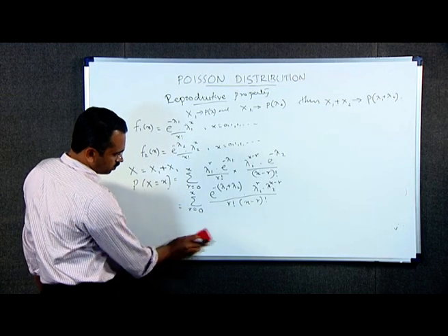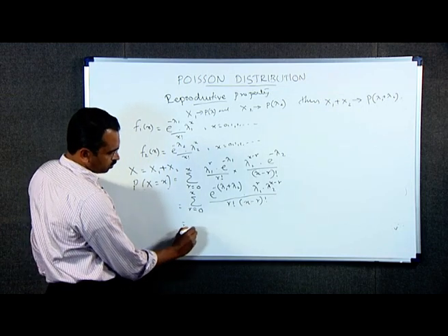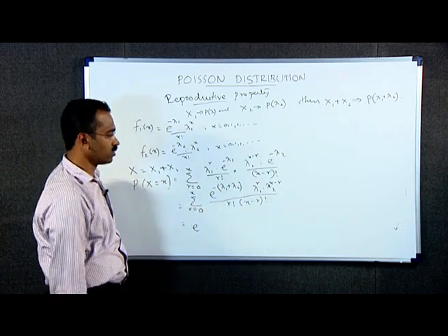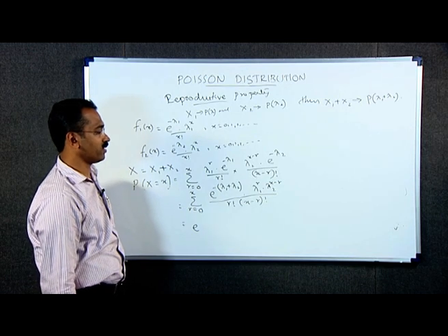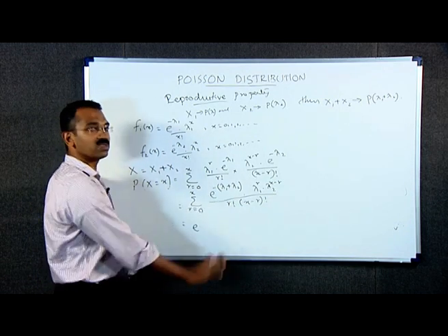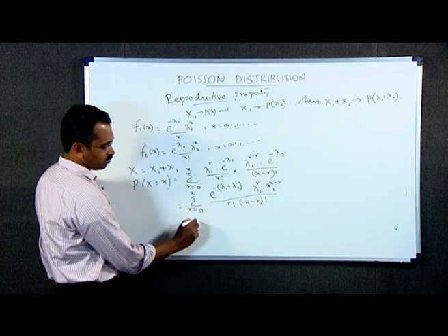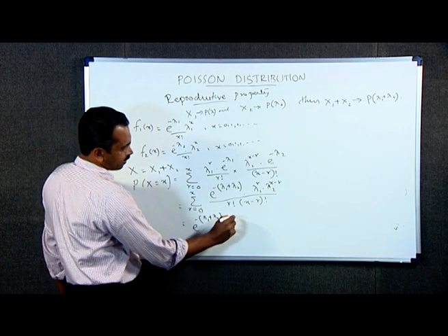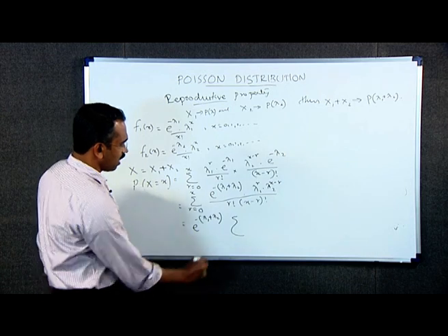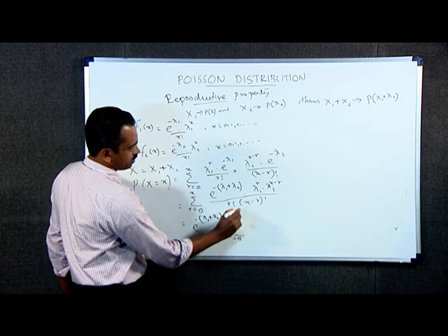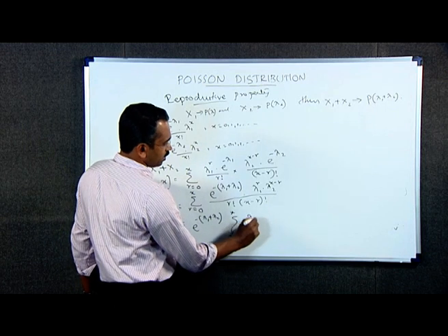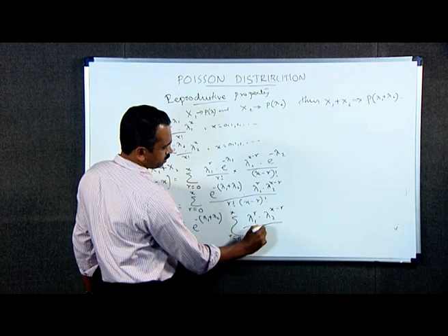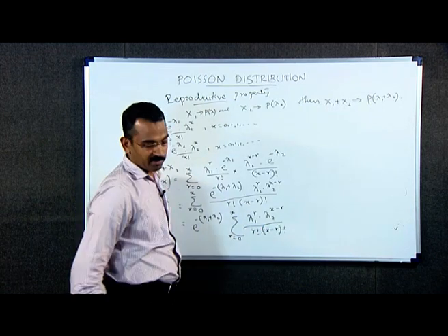This is equal to, here the summation is over r, therefore e raised to minus of lambda 1 plus lambda 2 can be kept as a constant because this is independent of r. Therefore, this is equal to e raised to minus of lambda 1 plus lambda 2 into summation r varies from 0 to x, lambda 1 raised to r into lambda 2 raised to x minus r divided by r factorial into x minus r factorial.